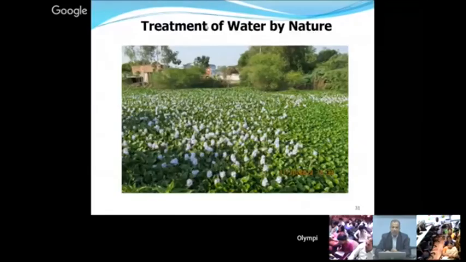My dear friend, in nature you might have seen this scenario nearby. What is this? There is a pond, and this pond is filled with water hyacinths.